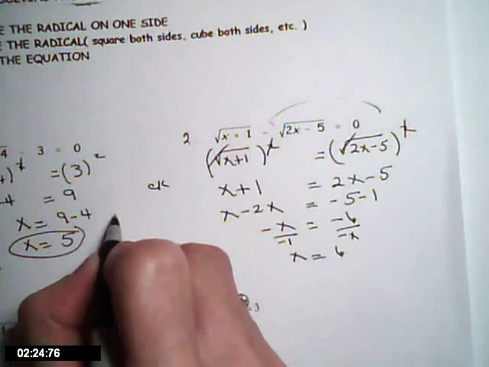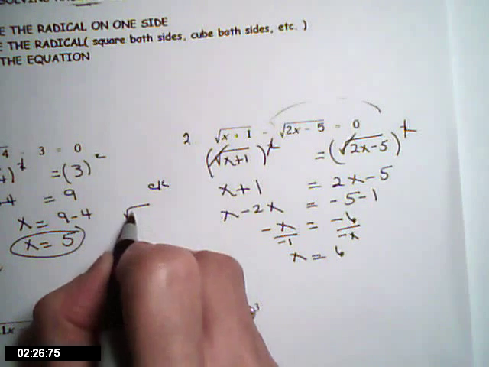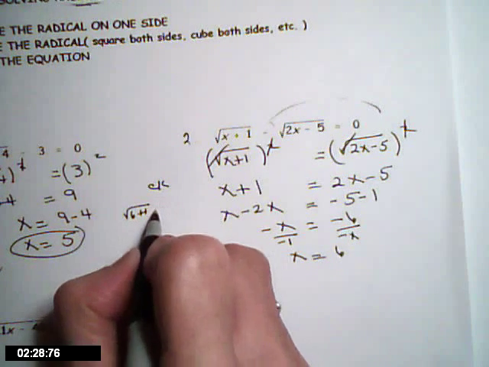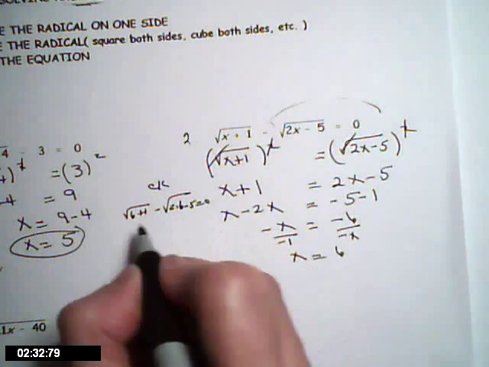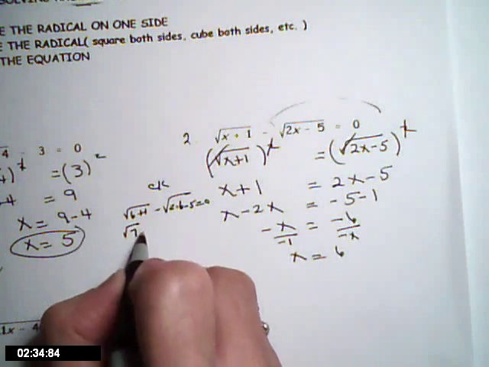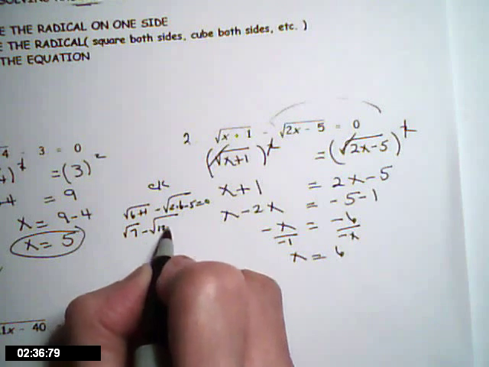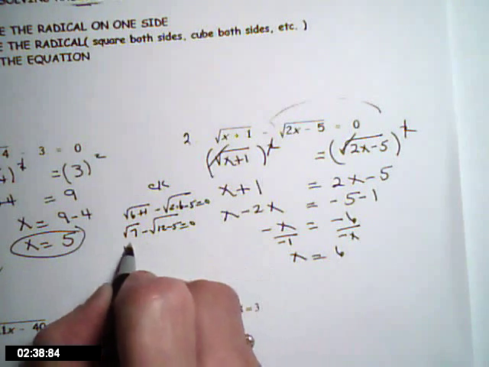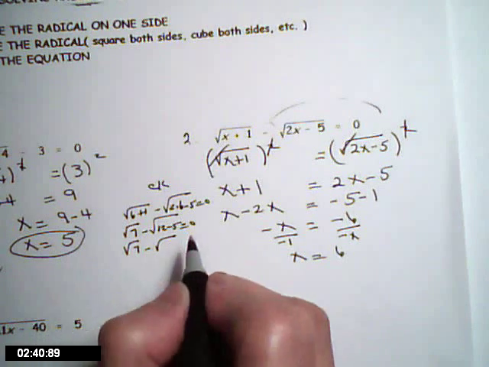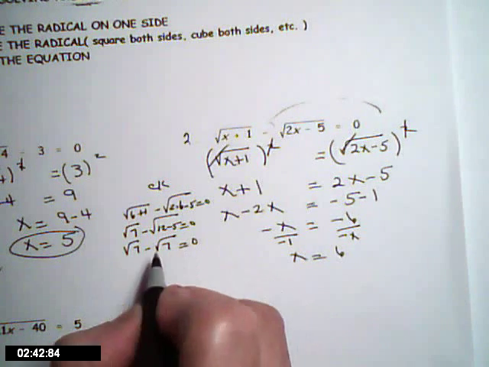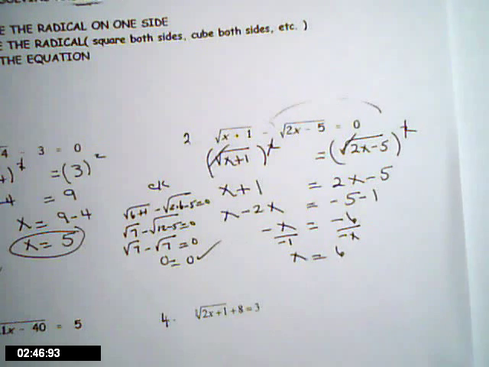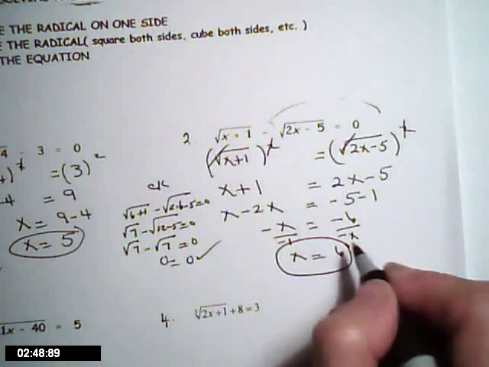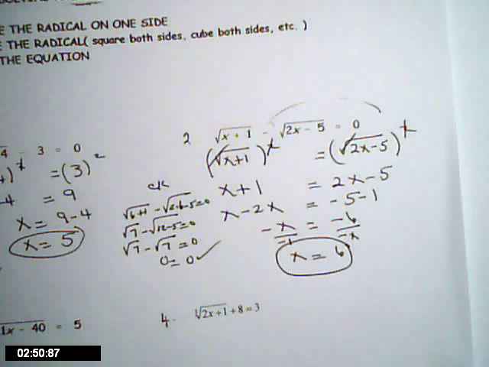Now to check that, I'm going to put a 6 in each x. I'm going to try to squeeze this in here. I think you can see it. So that's square root of 7 minus square root of 12 minus 5, or square root of 7 minus 12 minus 5 is 7. And square root of 7 minus square root of 7 is equal to 0. And that's an identity. So my answer is x equals 6.